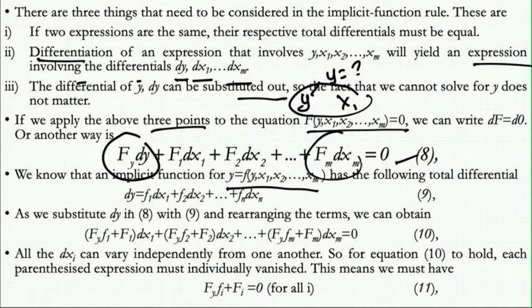Okay, when you do total differentiation, dy = f1 dx1 + f2 dx2 until fn dxn, isn't it? And we substitute dy in 8 with 9. So we have dy here. Use this, put it here in 8. Then when you substitute 9 into 8 and rearrange it, we get something like this.